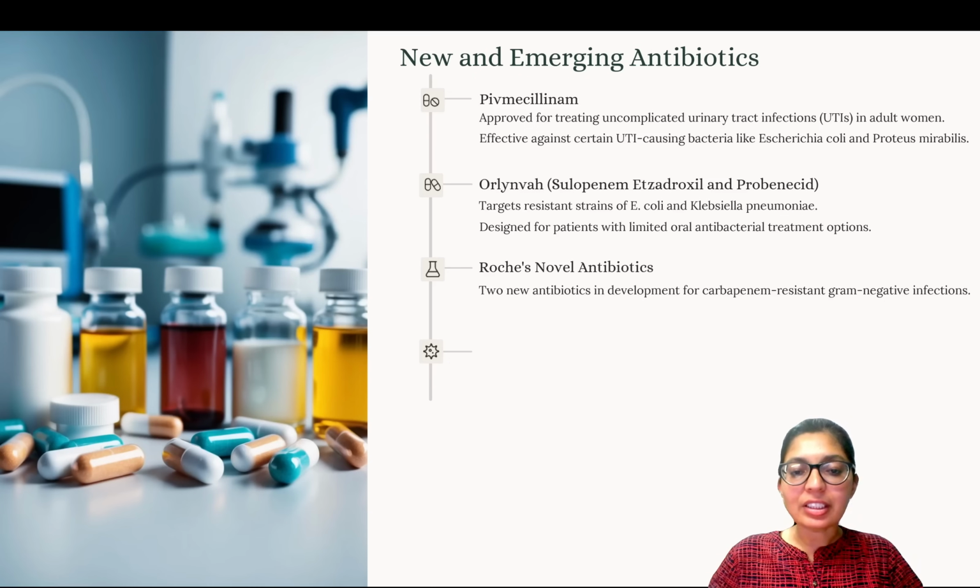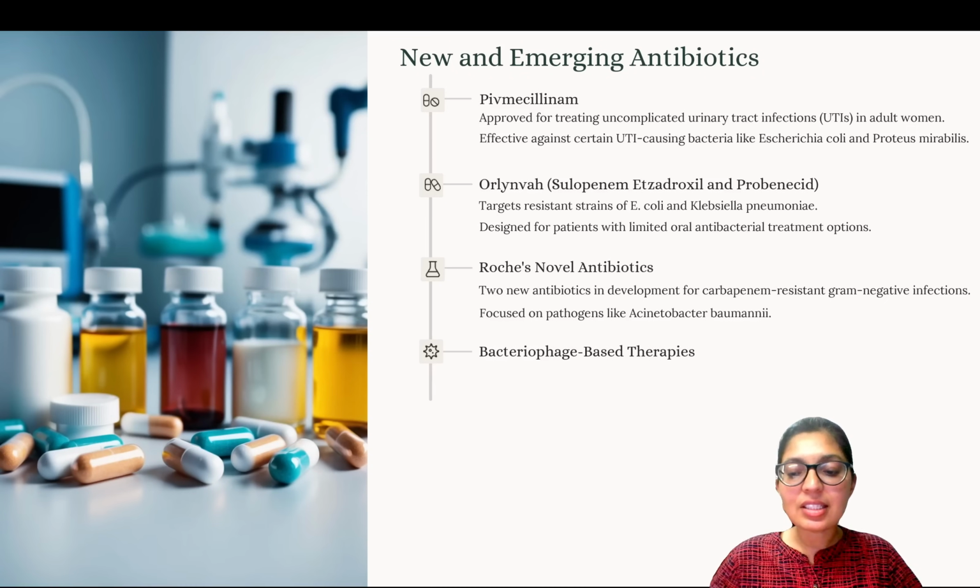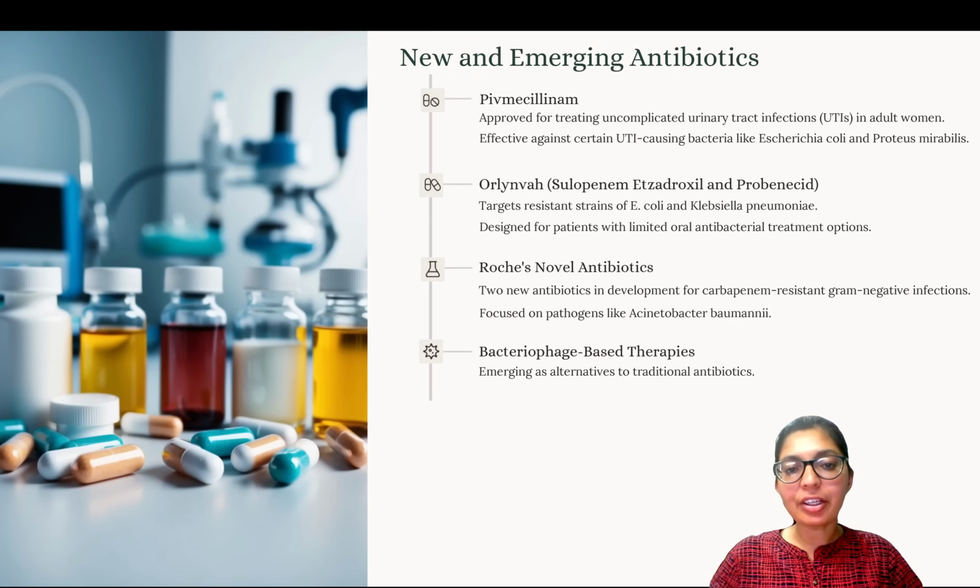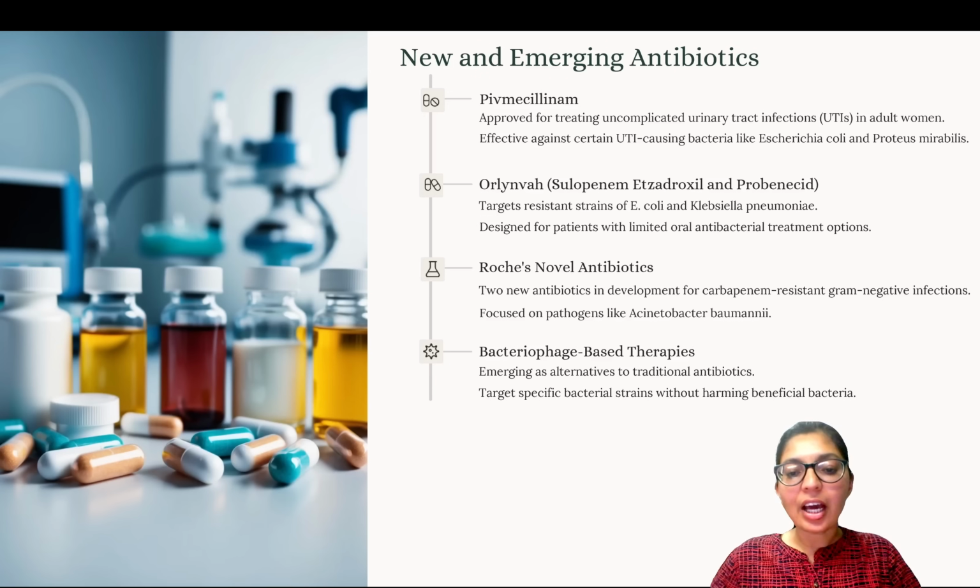Zosurabalpin antibiotics. Two new antibiotics in development for carbapenem resistant gram negative infections. Focus on pathogens like Acinetobacter baumannii. Bacteriophage based therapies emerging as alternative to traditional antibiotics. So these are the new and emerging antibiotics. Target specific bacterial strains without harming beneficial bacteria.